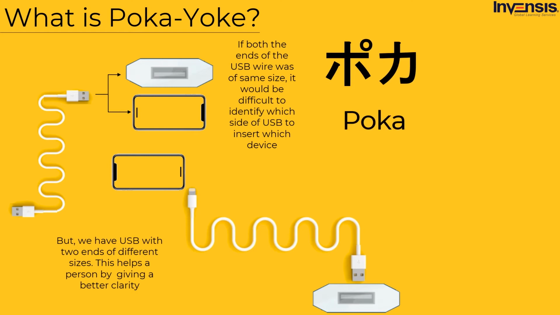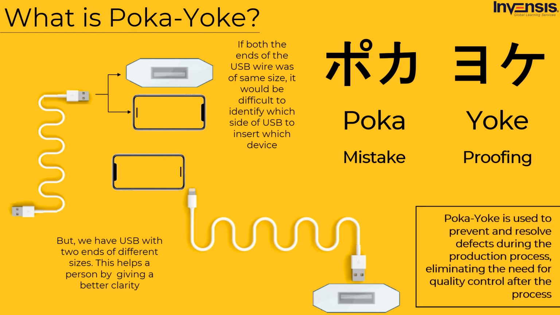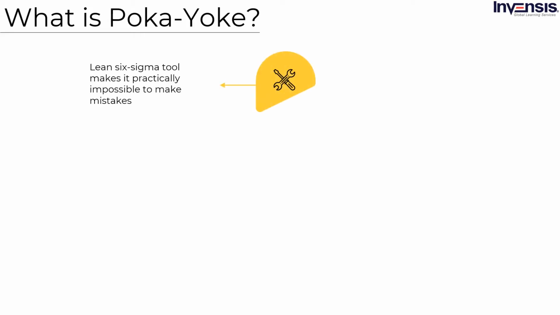Poka-Yoke is a Japanese term that means mistake proofing or error prevention. A poka is an inadvertent error and yokeru is Japanese for preventing, and it was originally described as Poka-Yoke, which means foolproofing. A Poka-Yoke device is one that prevents incorrect parts from being made or assembled or easily identifies a flaw or error. It is used to prevent and resolve defects during the production process, eliminating the need for quality control after the process. Poka-Yoke methodology is a frequently used lean manufacturing and Six Sigma method to ensure as few errors in a production process as possible.